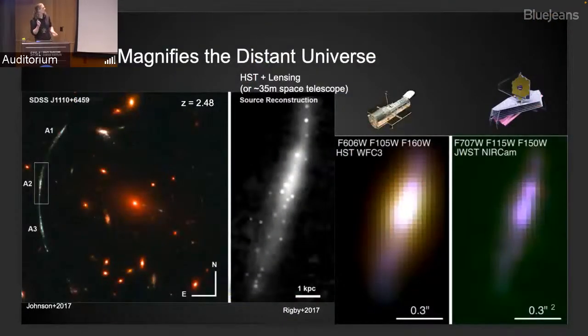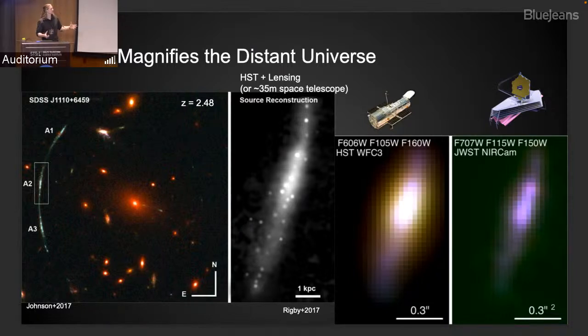Clicker. There we go. So this is very similar to what Jane just showed, but one of the wonderful things that we can do with lensing is get a huge boost in spatial resolution. This is that same galaxy, SDSS 1110, with the source reconstruction. And I also like to show this deconvolved back to what you would see with just HST or just JWST in those two panels on the right.